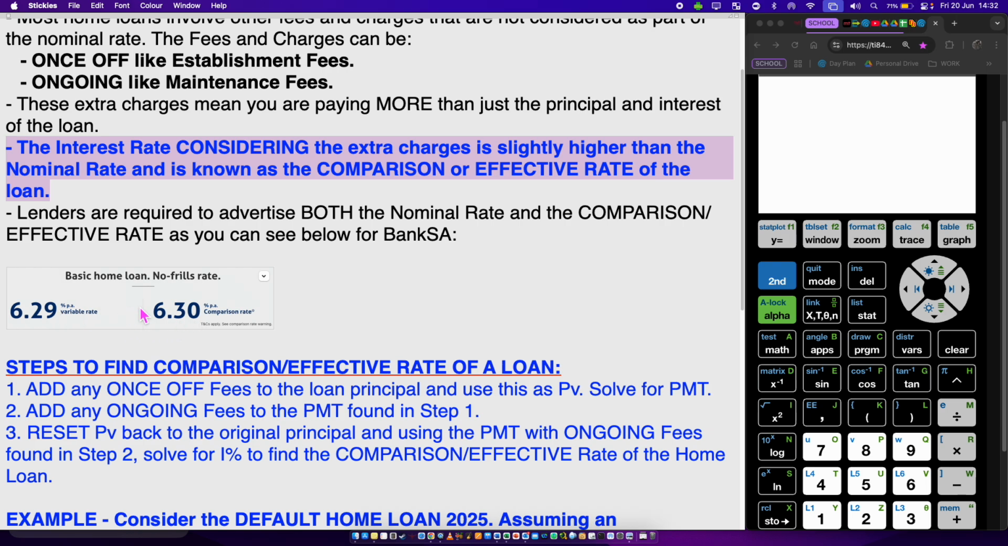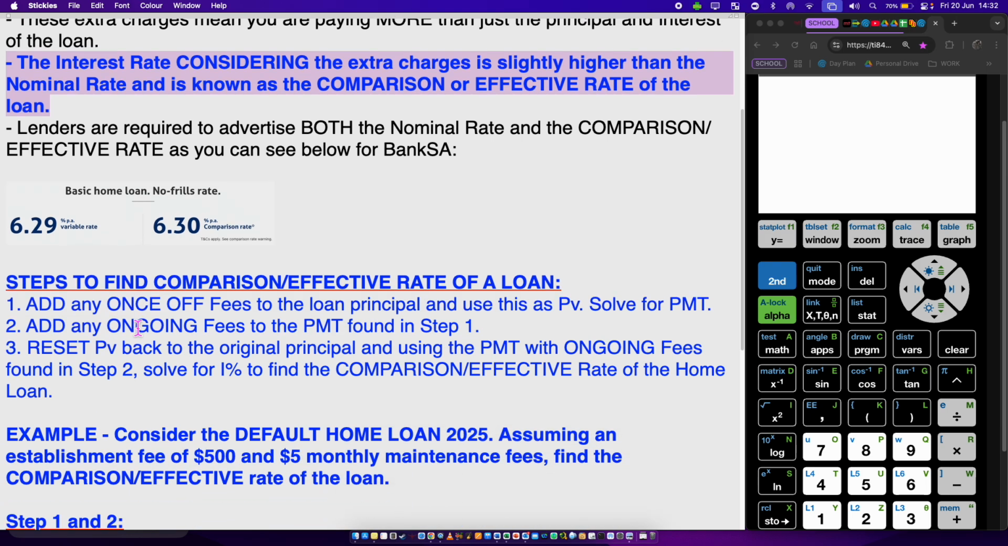It's also a good way to compare banks, about what they're hiding. Because 6.29 and 6.3, they're pretty close. So Bank SA isn't going to have that many hidden fees. But if you go to Commonwealth Bank and it's like 6.29 and 6.35, that's a significant difference. They're saying they've got a rate of 6.29, but there's a lot of hidden fees and charges that they're not willing to advertise to you. So it's like a measure of sketchiness as well, okay?